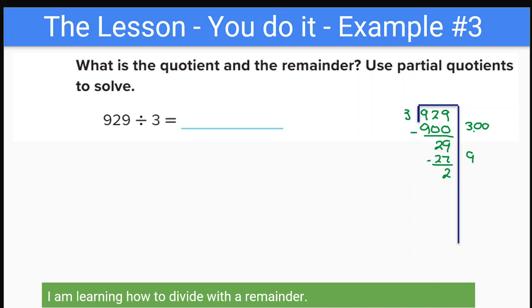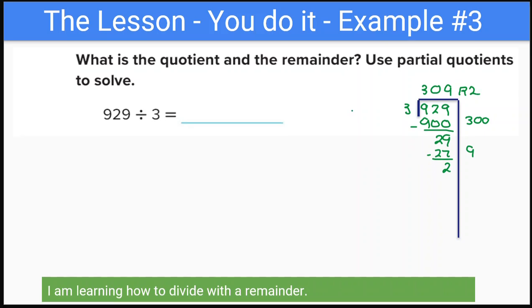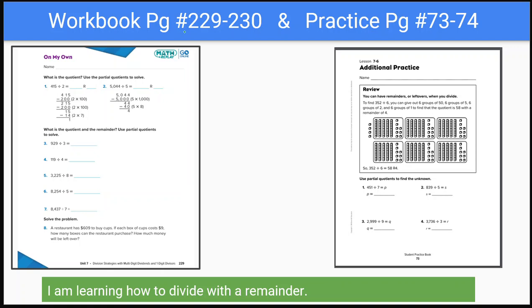How many did we use? Well, we used 300, then we used 9. So we used 309. This is the quotient. Remainder 2. There's 2 left over, right? Okay, kids, right now you're learning how to divide by using a remainder. Today in class we're looking at pages 229 and 230. We're doing practice pages 73 and 74. You're learning how to divide with a remainder.